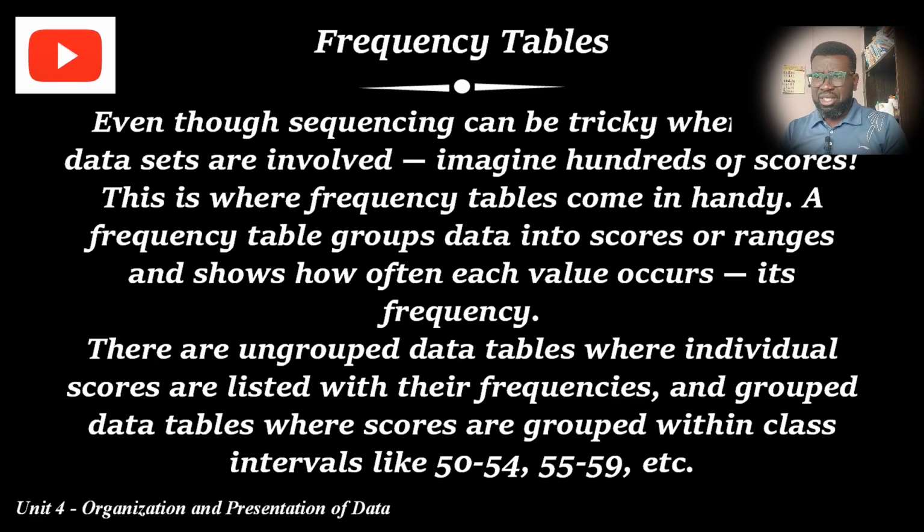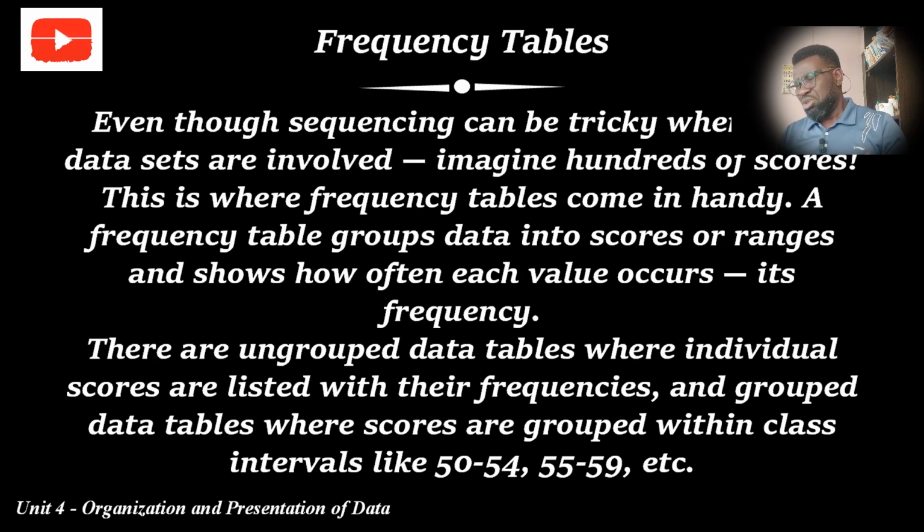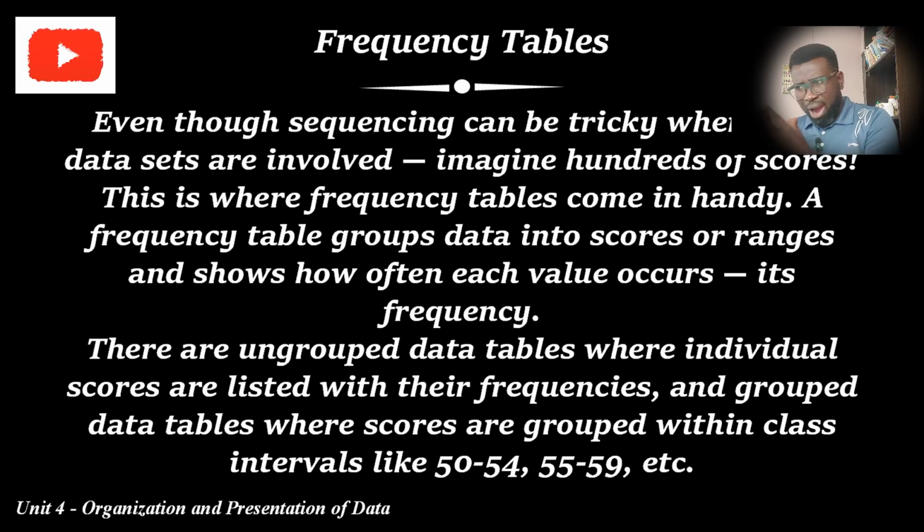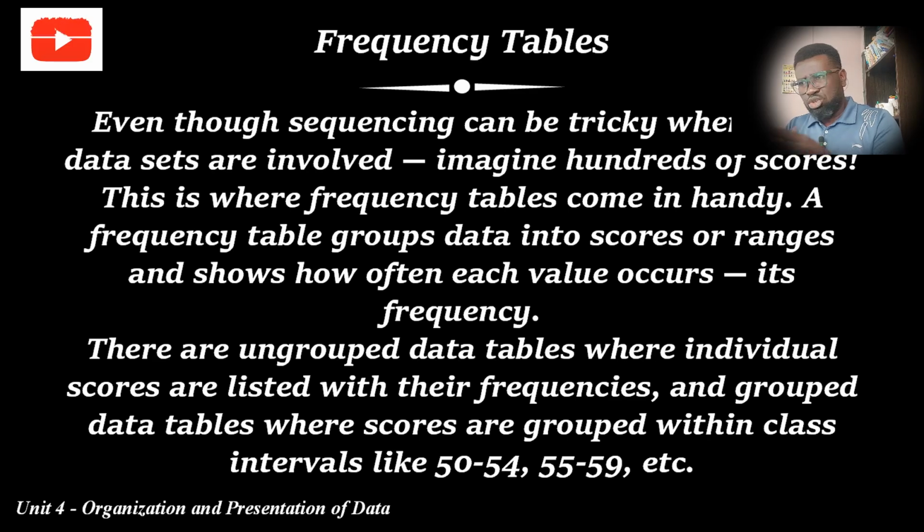So sequencing can be tricky when the data set is quite large. To sequence it yourself manually can be really very hard. So just imagine when you have hundreds of scores, sequencing can be really hard. But this is where a frequency table comes in handy. A frequency table groups data into scores or ranges, and shows how often each value occurs. And we call that frequency.